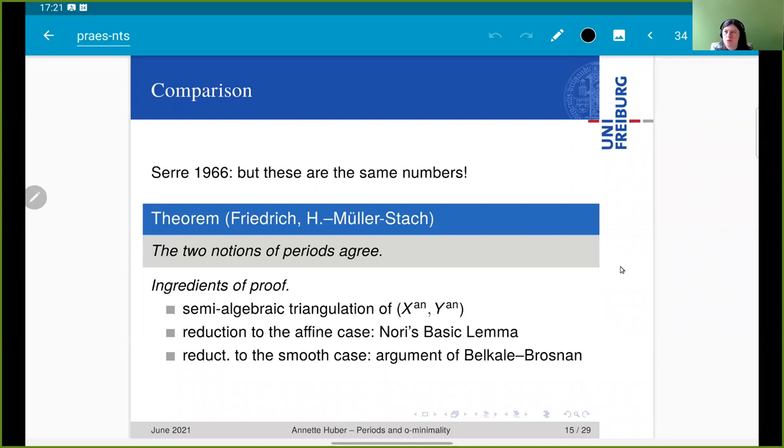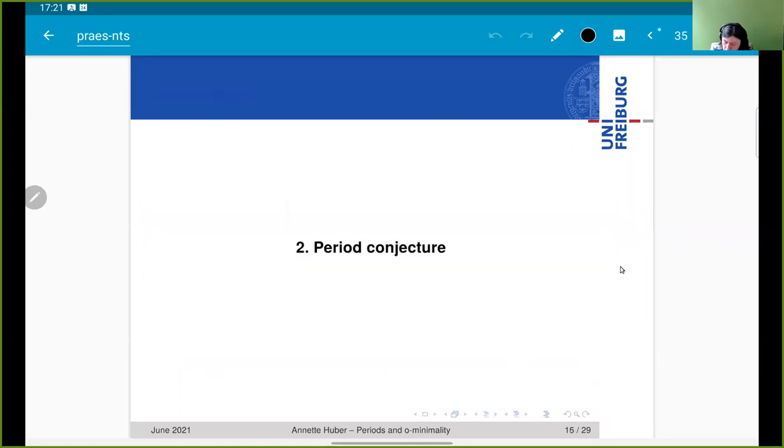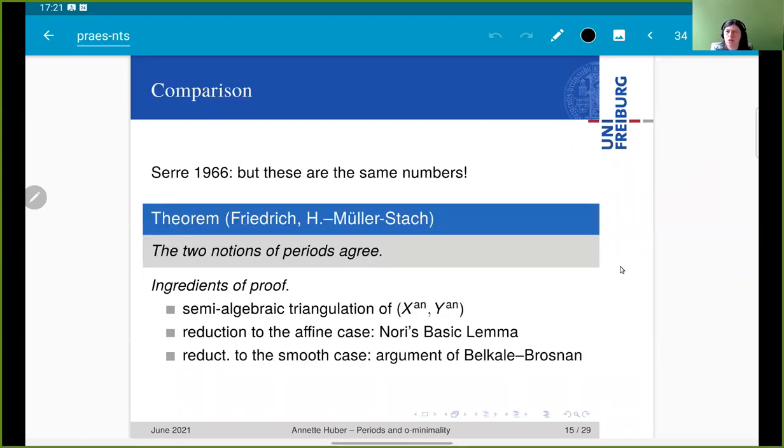Okay, so this was about definitions. So maybe now would be a good point if you have questions so far. No, okay.